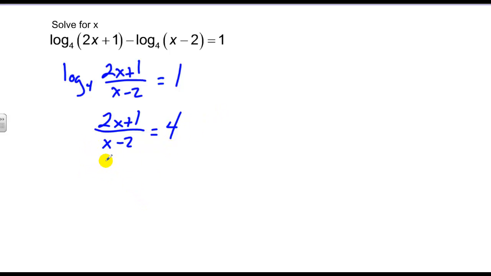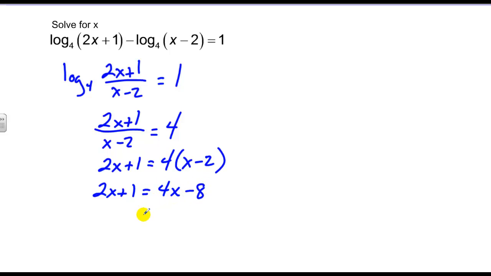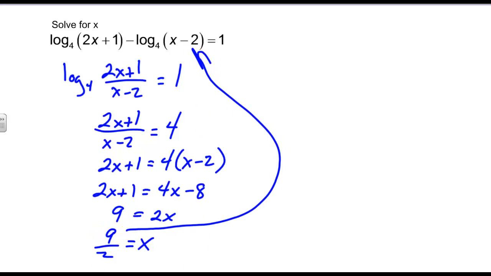Multiplying by the denominator here, 2x plus 1 is equal to 4 times the quantity of x minus 2. This gives me 2x plus 1 is equal to 4x minus 8. We have 2x equaling 9 and 9 halves equaling x. Since 9 halves is about 4 1/2, if I plug this back in, no problem here when subtracting by 2, so everything's going to work out.